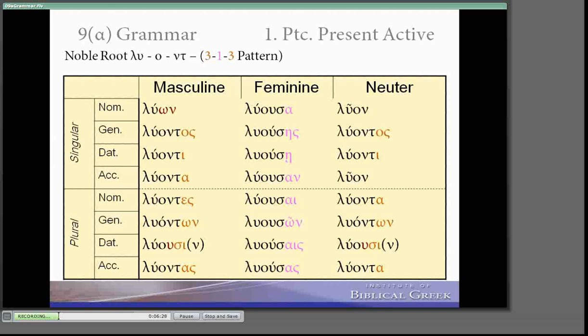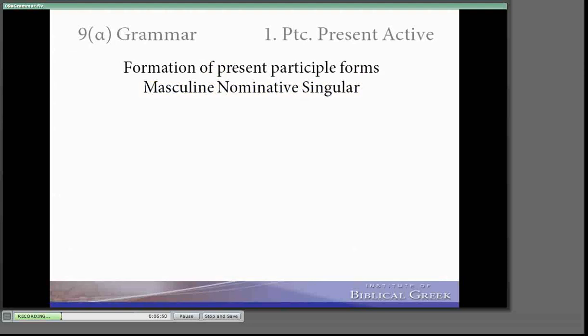I just want to show you that yes, we are dealing with one consistent stem here, owned, and then our endings are equally consistent, a 3-1-3 pattern. In the end, you will have to memorize this paradigm by rote just because participles are so common, but it is reassuring to know the language is working consistently. Okay, so let's look at the formation of present participle forms in the masculine nominative singular.